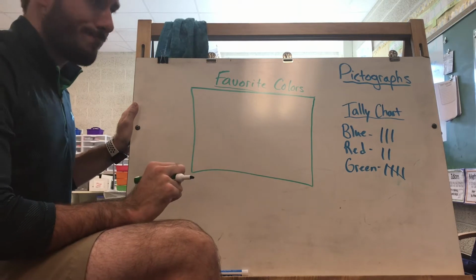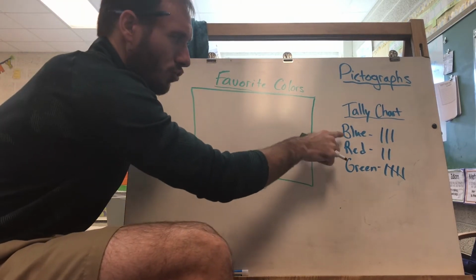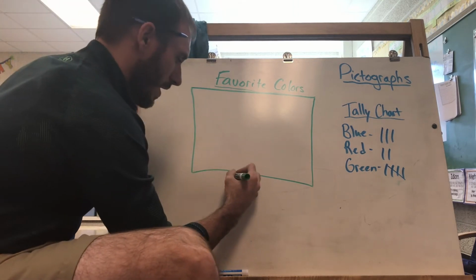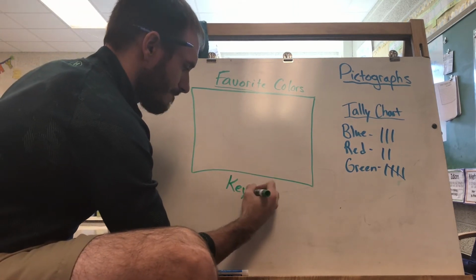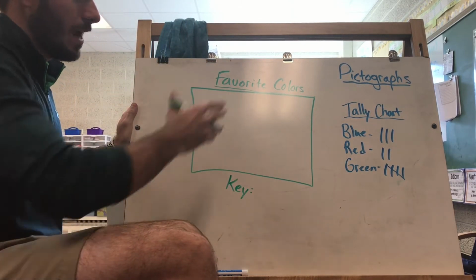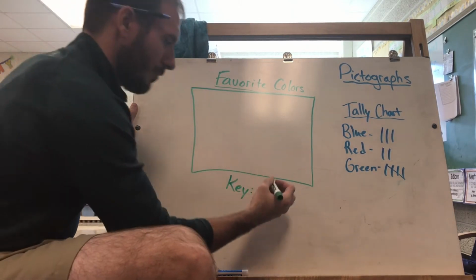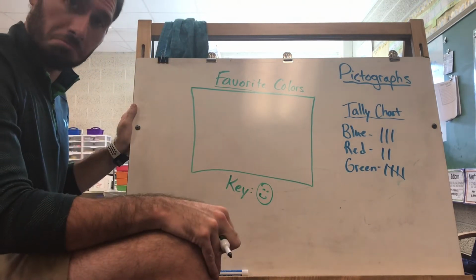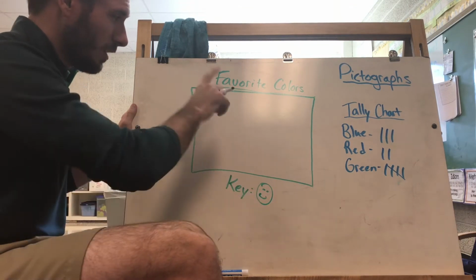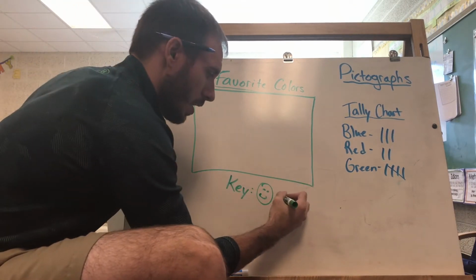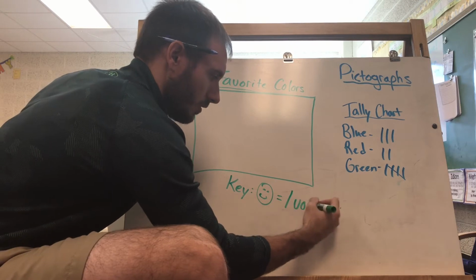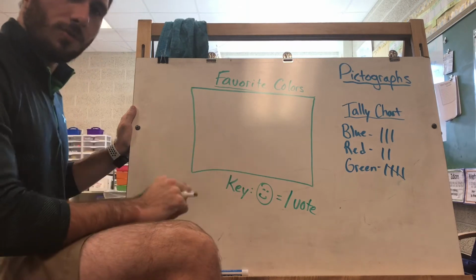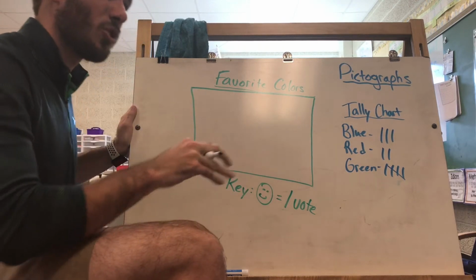So we've got to figure out a key. Based off our information, we have 3, 2, and 5. In a pictograph, remember, we're using pictures. So I'm going to write down here the key, and let's figure it out. Now, I know these are colors, but I can use really any picture. I'm just going to go ahead and use a smiley face. So every smiley face you see on the pictograph is going to be 1 vote for the color. Every picture, 1 vote. So keep that in mind because the key is the key that determines what the scale is.